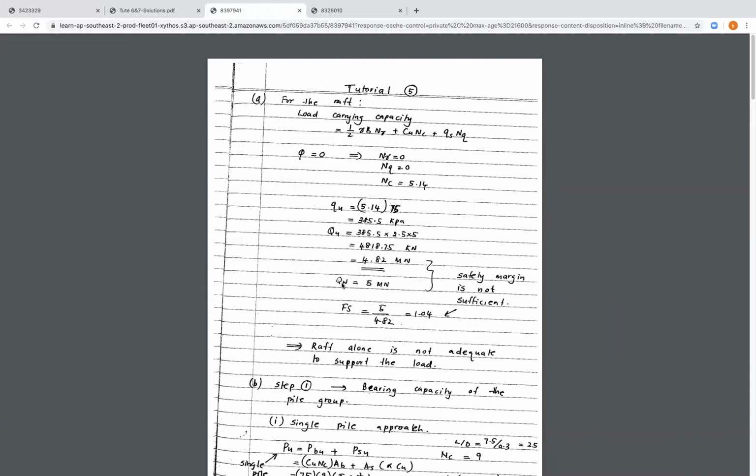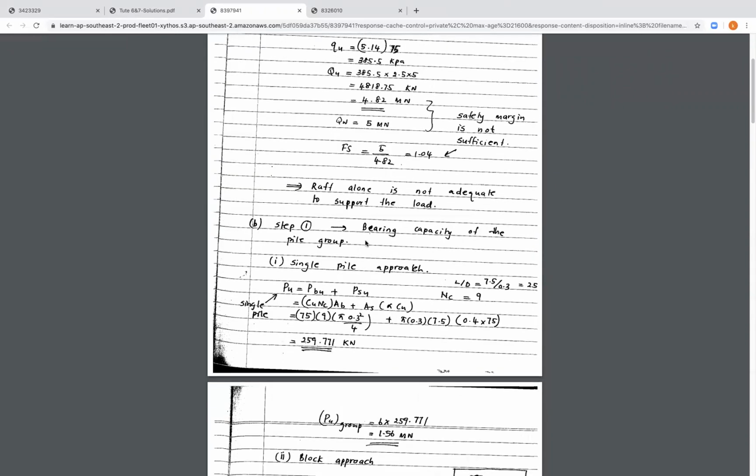If we compare it with the working load here, which is 5 meganewton, because this raft is required to carry 5 meganewton, we can see that the factor of safety is not satisfactory. If we divide 4.82 by 5, we will get a factor of safety approximately equivalent to 1. So we know that the raft by itself is not sufficient to carry the required working load of 5 meganewton. And that's why we need to add the piles to this raft system. So now we need to design for the pile.